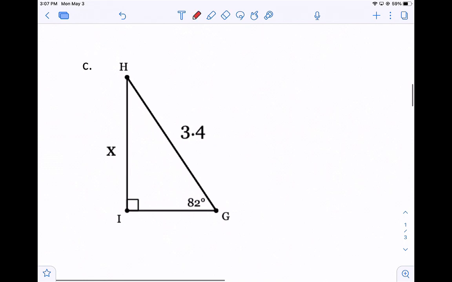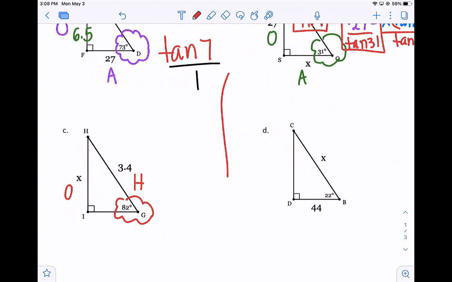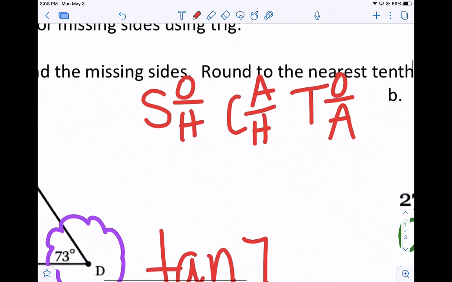So again, select our angle. Here it is. Label our side. We have the opposite and the hypotenuse. So this time we have two different sides, opposite and hypotenuse. So take a look at which trig function has O and H. Is that sine, cosine, or tangent?